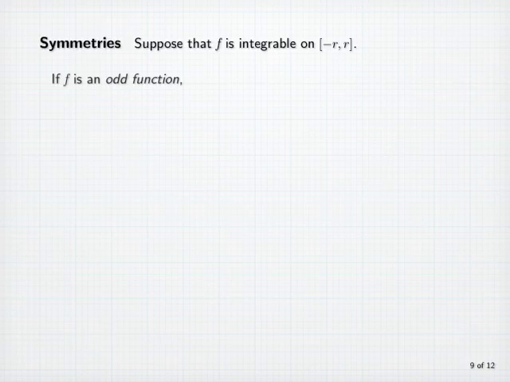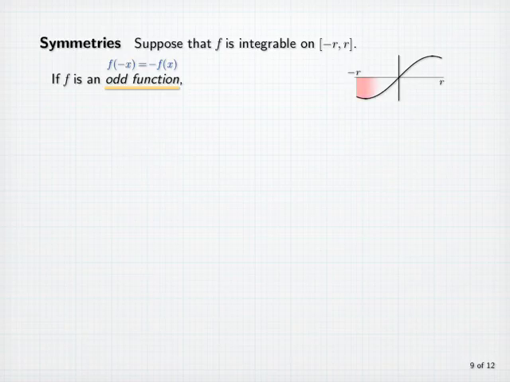Symmetries. Suppose that f is integrable on a closed interval centered at 0, from minus r to r. Let's suppose that f is an odd function, that is, f of minus x is equal to minus f of x. Then the graph of f is symmetric through the origin. Therefore, the region bounded by the graph and the x-axis has a symmetry which requires that there be equal amounts of area below and above the x-axis between minus r and r.